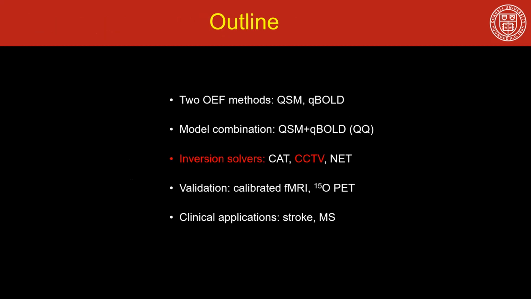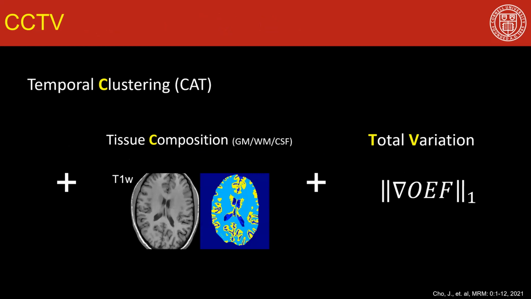To alleviate this issue and to further suppress noise propagation on OEF, we developed an algorithm called CCTV. We integrated tissue type information into CAT clustering by dividing each CAT cluster into 3 subclusters: gray matter, white matter, and CSF. Also, we impose total variation regularization on OEF, which reduces noise propagation.